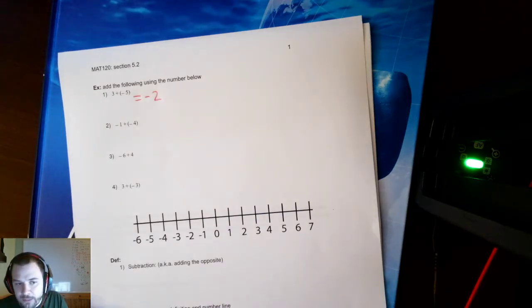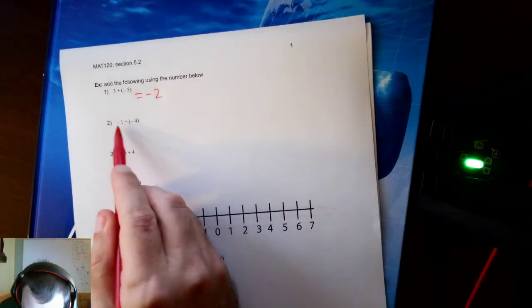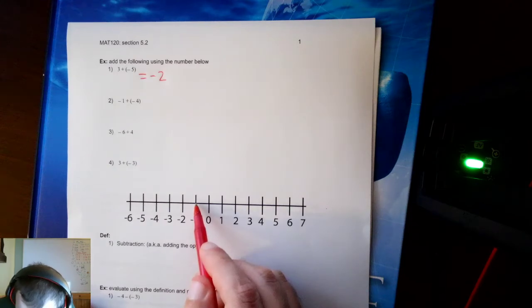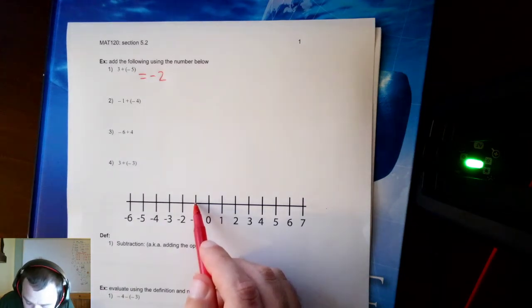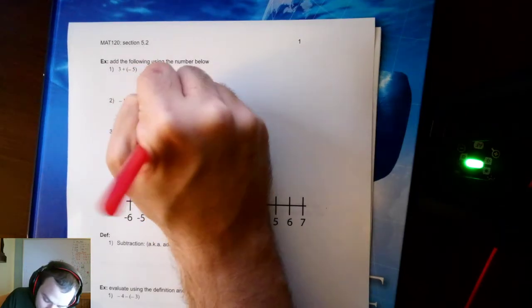Now, will we use a number line every time we add positive and negative numbers? No. The number line will just help us get used to the rules. Next, negative 1 plus negative 4. So negative 1 is where I start, and adding negative 4 means to go left 4. 1, 2, 3, 4 gives me negative 5.